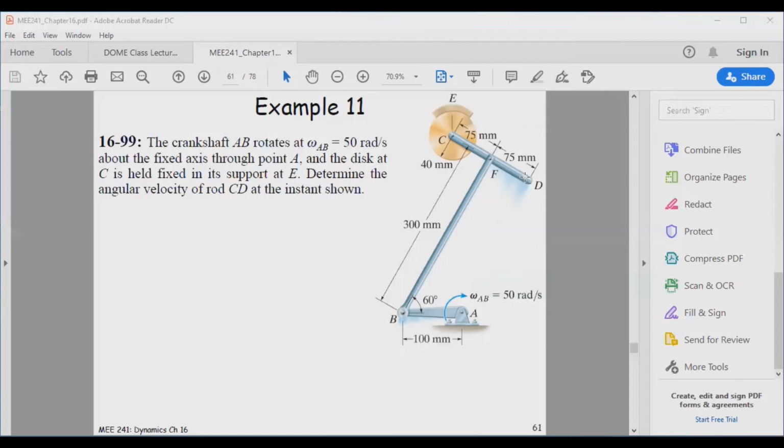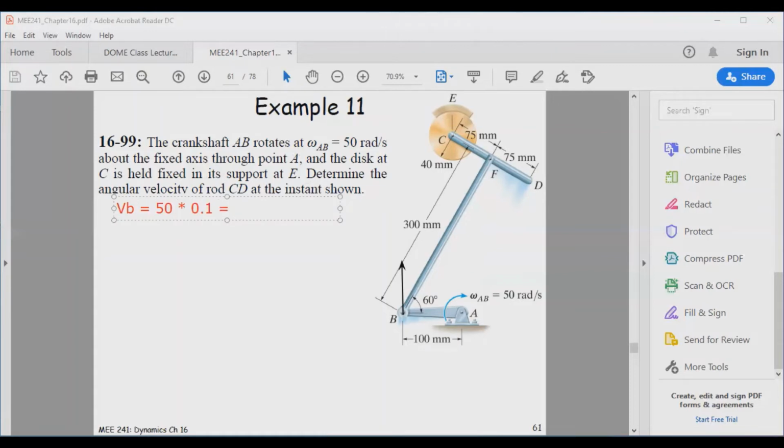We get VB because VA is 0. So we get VB. Okay, let's plot it. So we have VB now. And we know VB, by the way, right? We know VB is going to be equal to how much? It's going to be equal to omega, 50 times 0.1, in the J direction. We already know that for sure now.